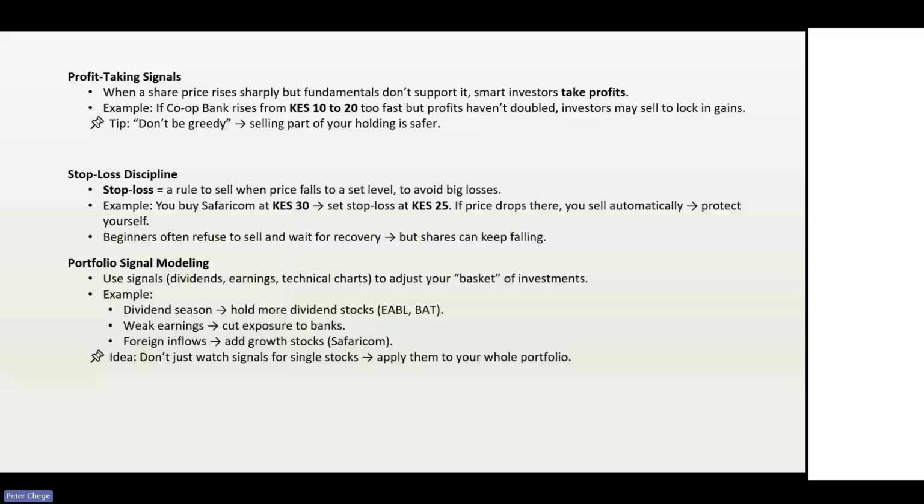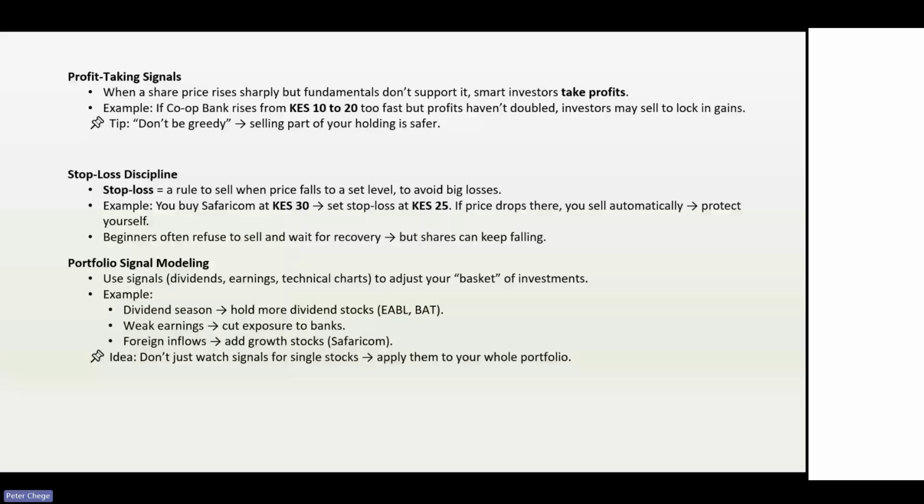So stop loss is a rule to sell when price falls to a set level to avoid losses. When you're placing your buy order, you place the price you're buying it at. Then you put a counter trade with a price. So you're adding another price, a stop loss lower than what you're buying at, so that when the price goes below that and continues to dip, it reaches the level you have put for stop loss, and the system automatically sells your shares. But remember, you are going at a loss.